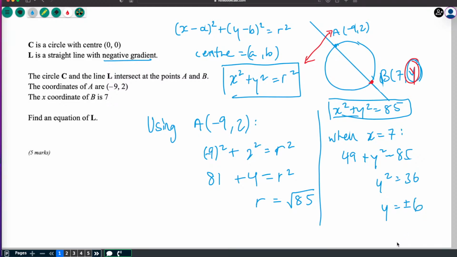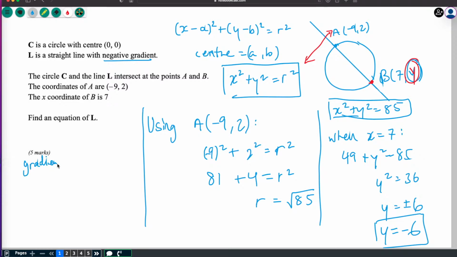But which number will we use, the positive or the negative? This is a place where you can actually figure out what it will be if the gradient is negative. Basically, if you had a positive y coordinate, then the gradient would not be negative. So we can say y equals negative 6 in order to give you a negative gradient. Okay, now we have B. We can work out the gradient of L. So that's my next step.